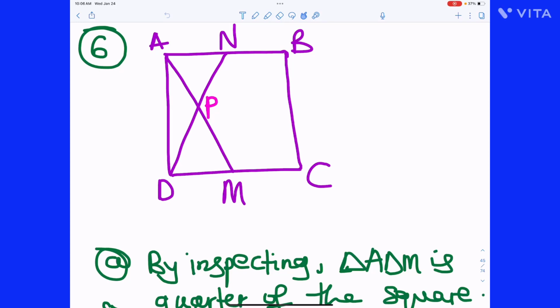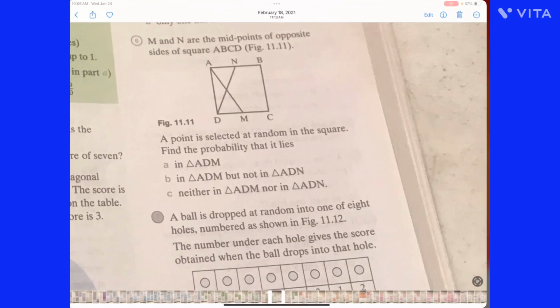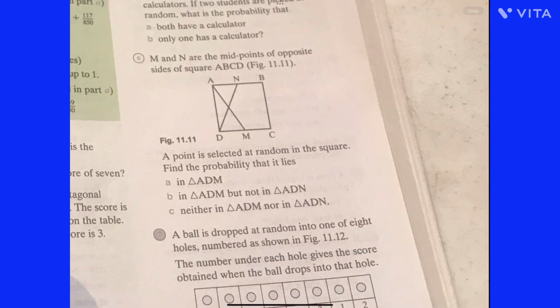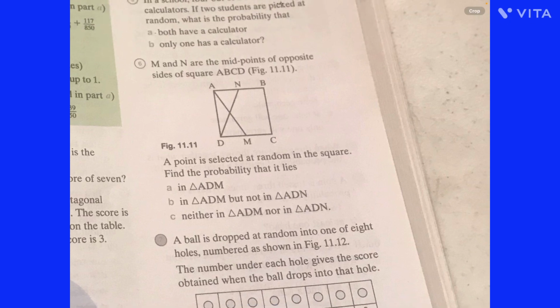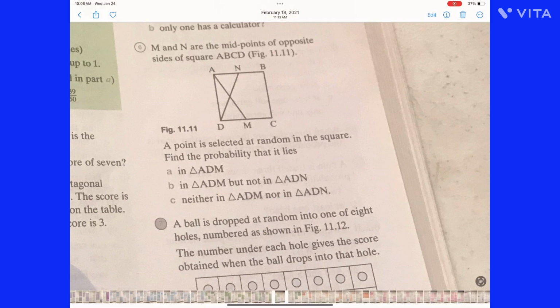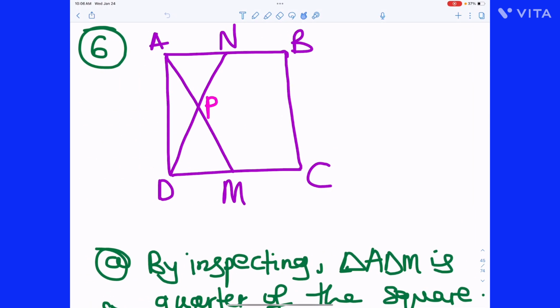Let's now continue the exercise from number 6, exercise 11E, still on probability. Question 6 says, M and N are the midpoints of opposite sides of square ABCD. A point is selected at random in the square. Find the probability that it lies in triangle ADM. I think that's straightforward. If it lies in triangle ADM, that means it lies in this region painted blue.